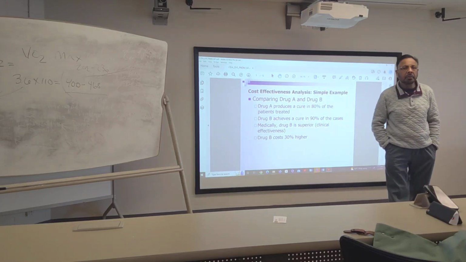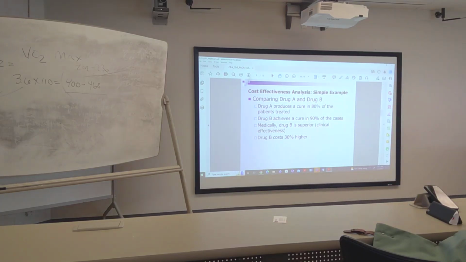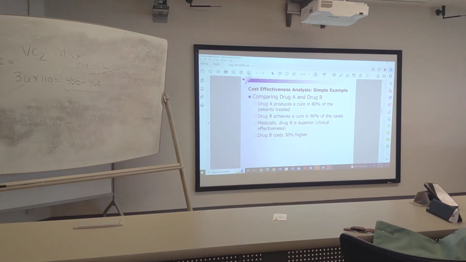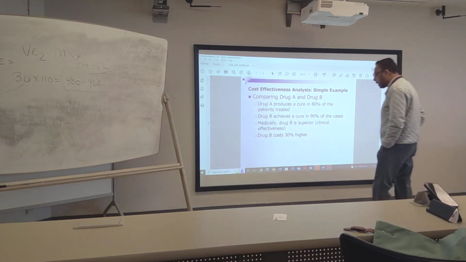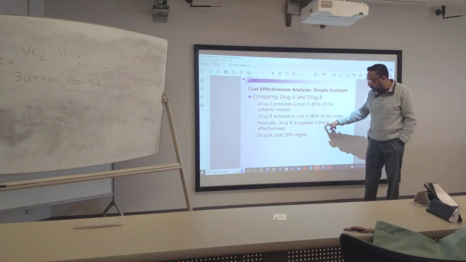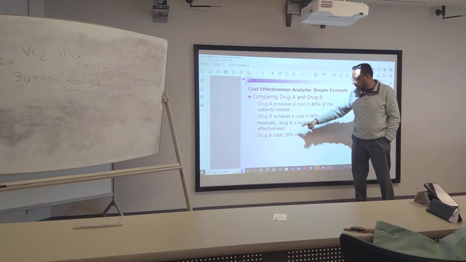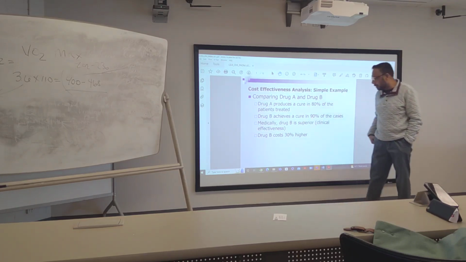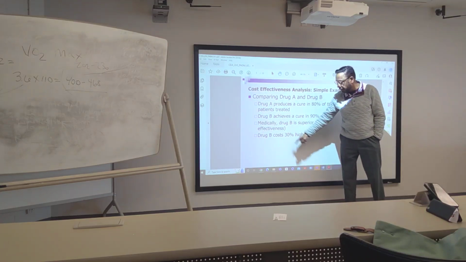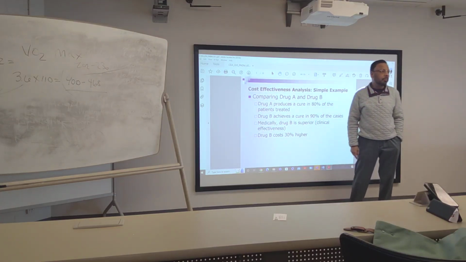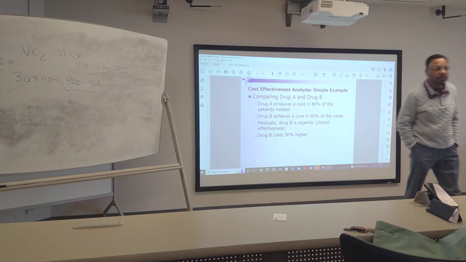Which one will you take? Which alternative will you pick? 90%. But that's not where the story ends because we'll see the cost now, right? That's where the trade-off is. So medically, yeah, clinical effectiveness, efficacy, you're right. Drug B is superior. But here's the last bullet. It says, but drug B costs 30% more.